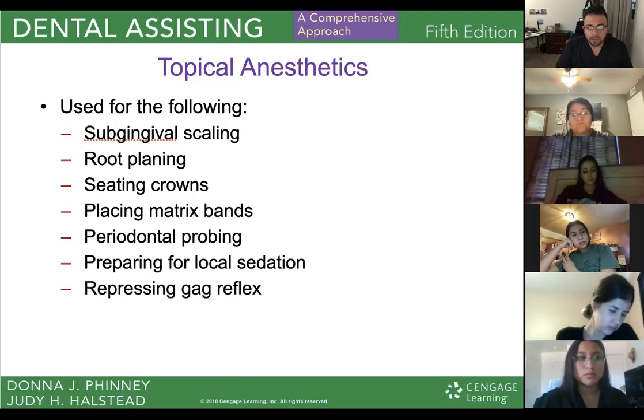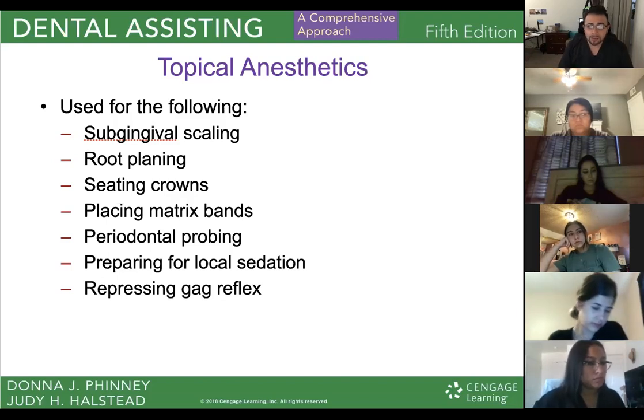Topical anesthetics can be used for things like subgingival scaling, so when we go underneath the gum tissue to clean out debris or bacteria. It can be used for root planing. Root planing is just another type of gingival scaling, but we go deeper than the gum tissue. It can also be used for seating crowns, for placing a matrix band. Sometimes those matrix bands dig deep underneath the gum tissue, and so it can be a little uncomfortable for a patient if they're not completely numb.